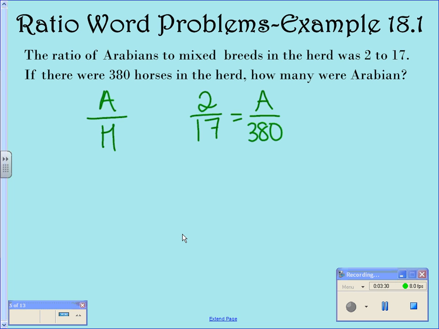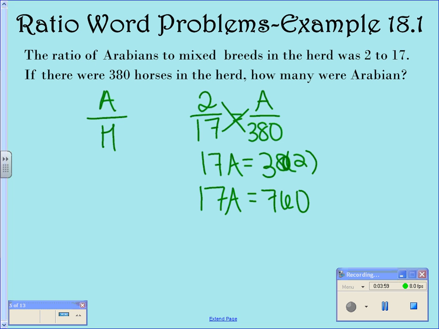Okay, so how would you simplify to solve for your A? Could you do guess and check? Yeah. What would be faster? Cross multiply. Equals what? I left off my 0. There's a 0 there. 380 times 2 is what? 760. And then what would you do?